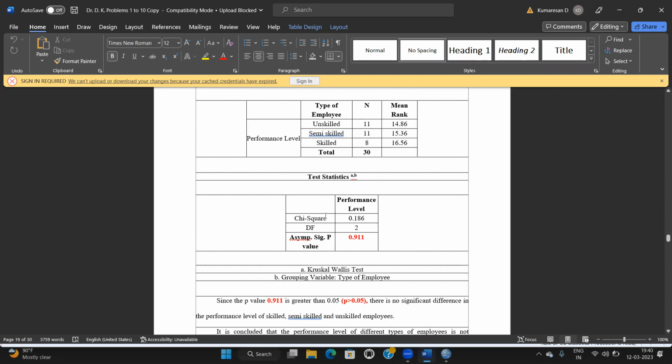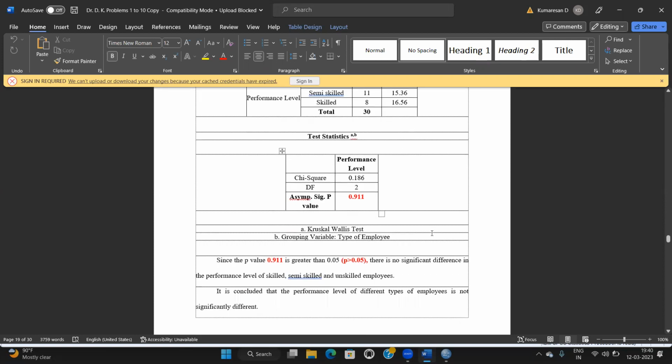See, chi-square is a common measure that is used in most of the non-parametric tests. But we don't bother about the chi-square value. Degrees of freedom is also not considered. So what is considered here? We consider the p-value. What is the p-value here? The p-value is 0.911.